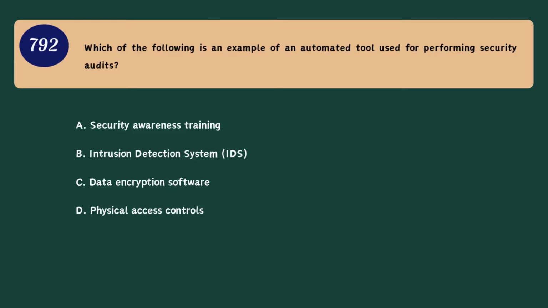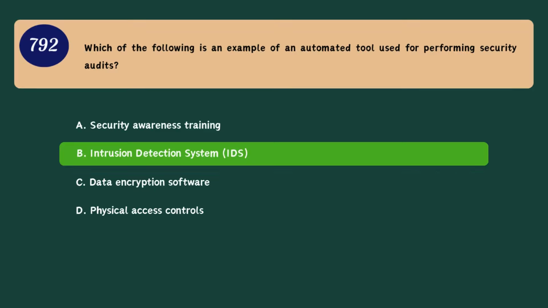Question 792. Which of the following is an example of an automated tool used for performing security audits? A. Security awareness training. B. Intrusion detection system. C. Data encryption software. D. Physical access controls.